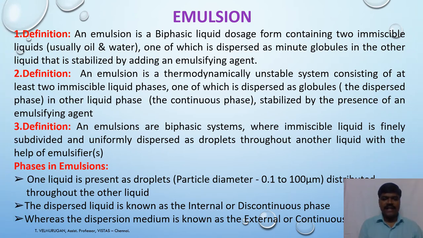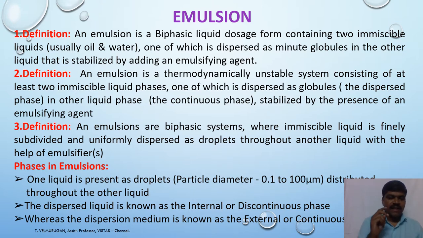Emulsion. Definition of the emulsion. An emulsion is a biphasic liquid dosage form containing two immiscible liquids, usually oil in water, one of which is dispersed as minute globules in the other liquid that is stabilized by adding an emulsifying agent. Simple. That is, two immiscible liquids mixed with the help of the emulsifying agent, then it forms the emulsion. That's it. This is called an emulsion.